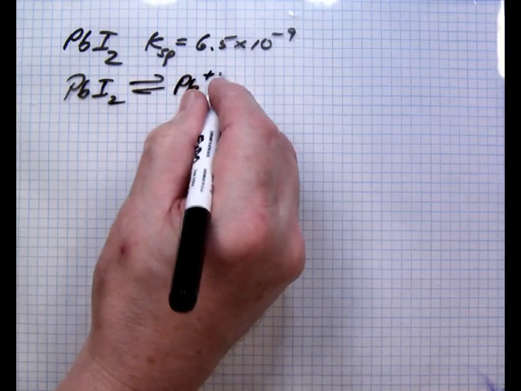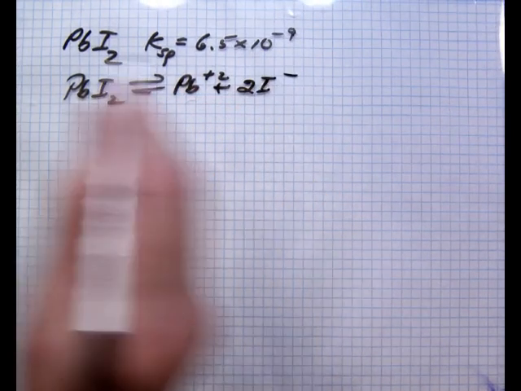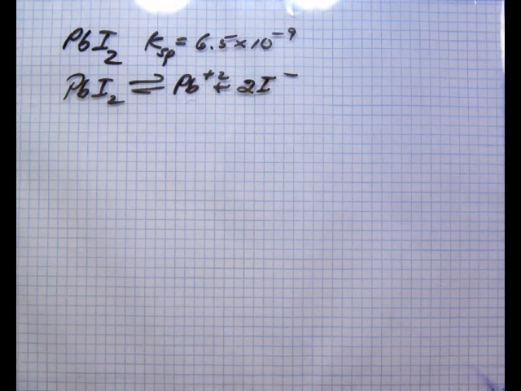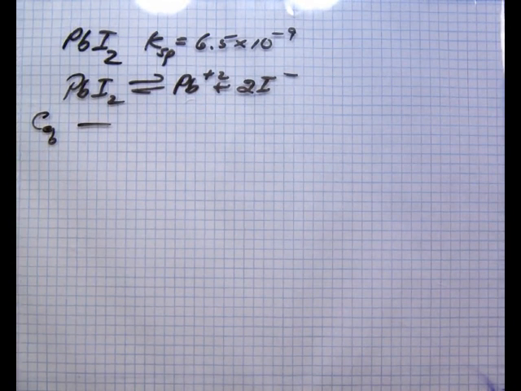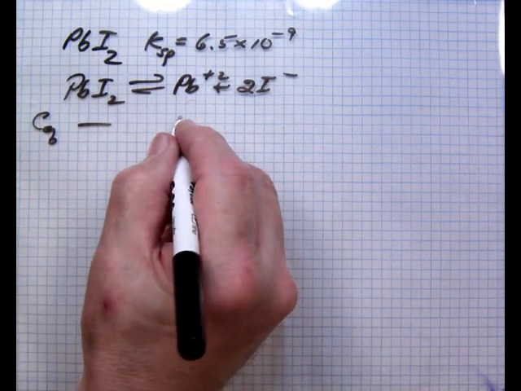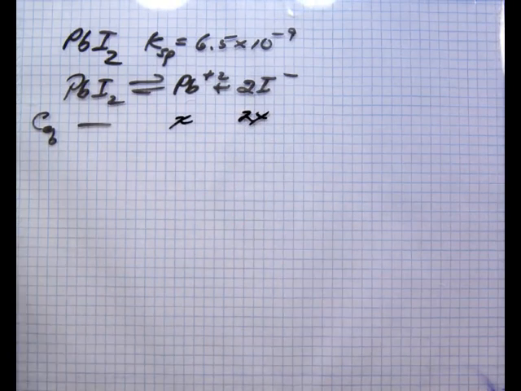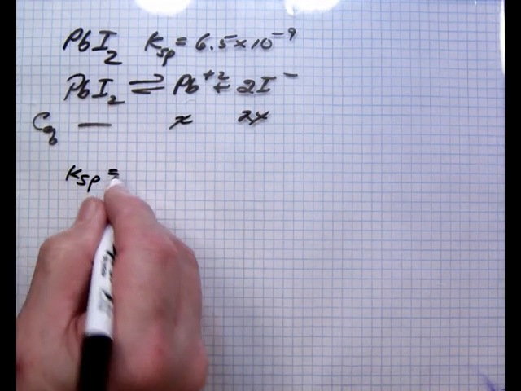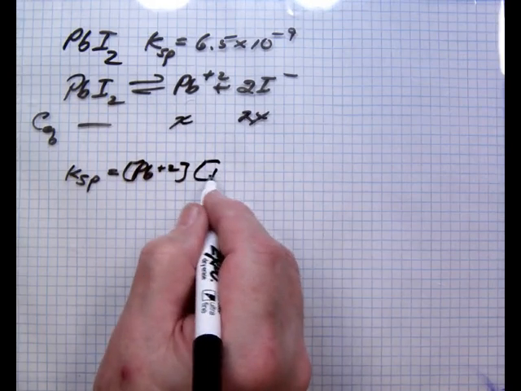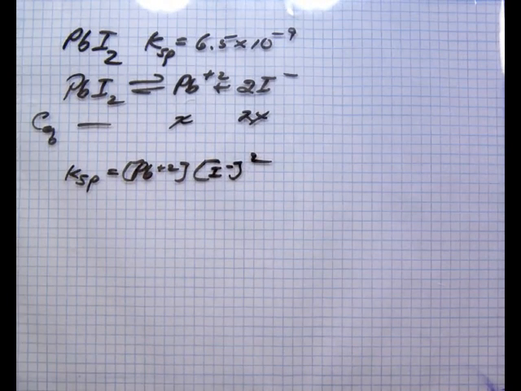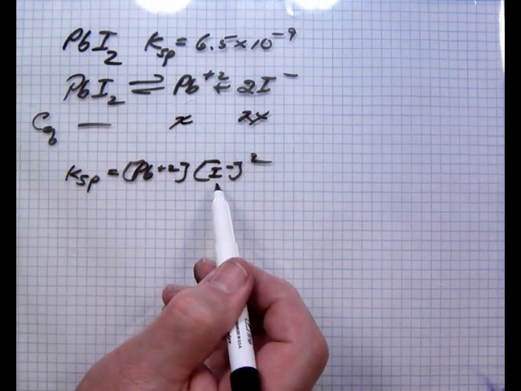ionizing to lead 2+ and 2I minus. We go through the ICE table and at equilibrium ignore your salt. Remember? You don't need that. But this one will deliver X in terms of the lead, but it'll deliver 2X in iodide. It's a 1 to 2 ratio. So when I write the Ksp expression for this, I'm going to have lead times I minus squared.